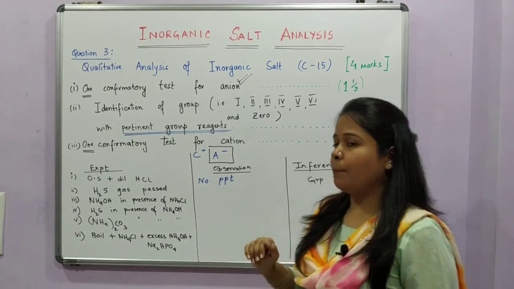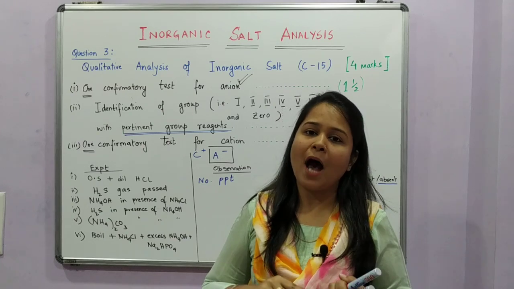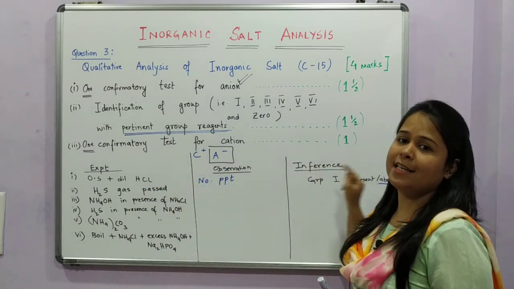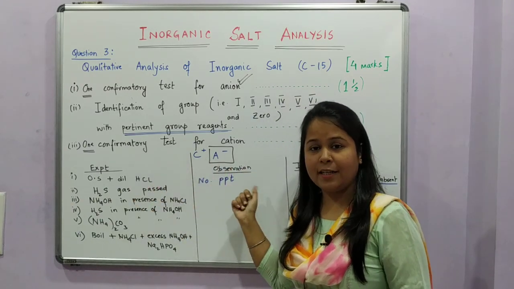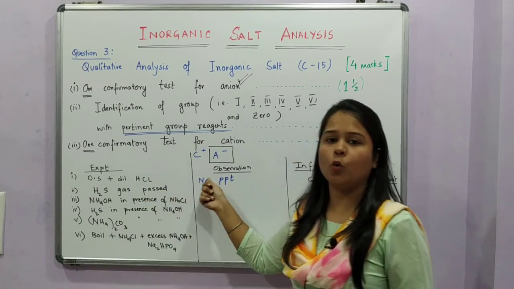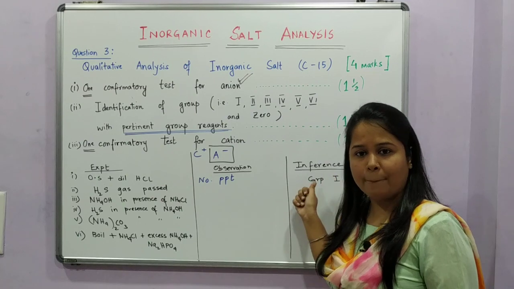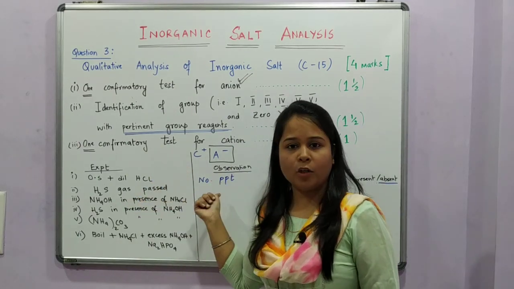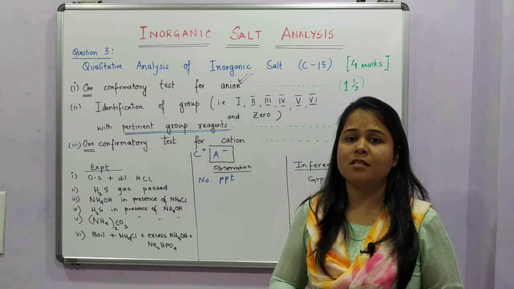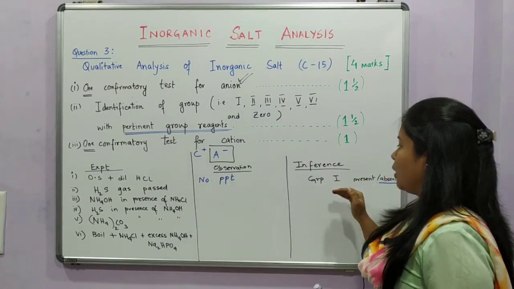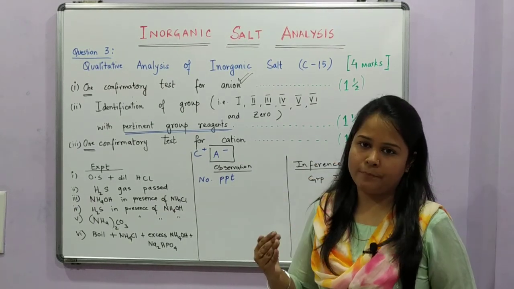Now, suppose your group 2 is present. It is obvious that group 1 is absent. If you get group 2 present, it is mandatory to write that group 1 was absent. If you do not write that group 1 was absent and you simply write that group 2 is present, you will not be awarded any marks. Please get this very clear: to get a particular group present, the previous groups have to be shown absent.